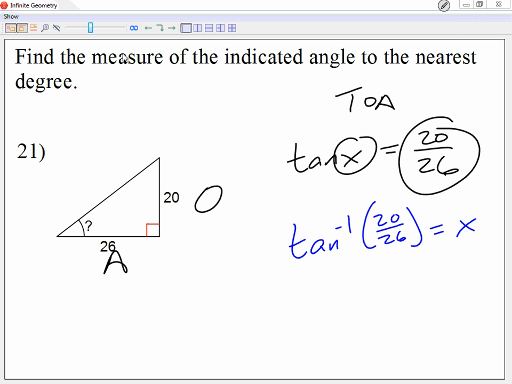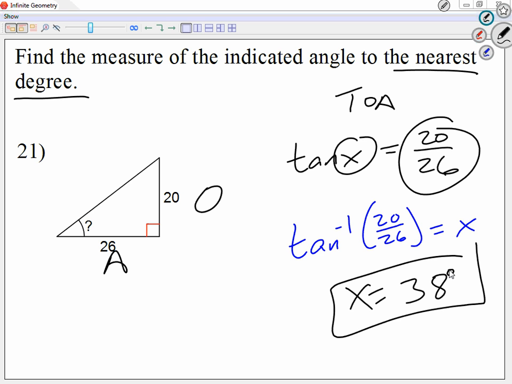For this one, find the measure of the indicated angle to the nearest degree. So no decimal places on this one; go to the nearest whole number. In this case, we get 38, so 38 degrees. Remember, when you're looking for the side, it's the nearest tenth, so one decimal place. When you're looking for an angle, it's the nearest whole number. If you forget, it's on the instructions anyway.